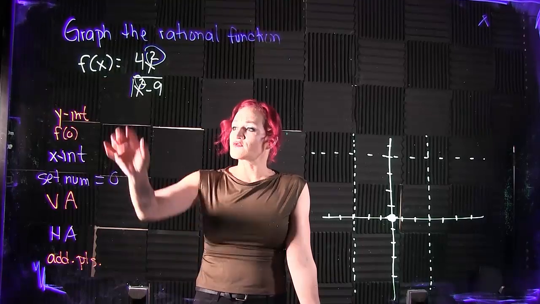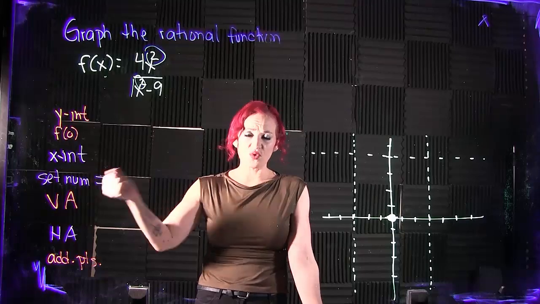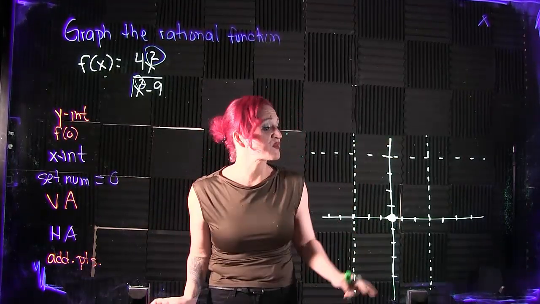Now, after going through and finding the 4 different things here, our x and y intercepts, our vertical and horizontal asymptotes, this is what I currently have on my graph. And if you take a look at that, we only have 1 point here.